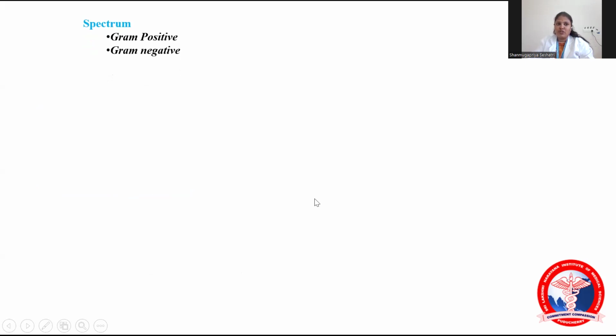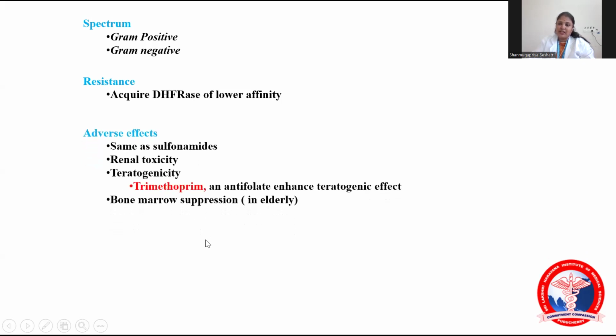Coming to the spectrum of cotrimoxazole, as I already told you, it affects both gram-positive and gram-negative infections. Resistance part: cotrimoxazole produces sequential blockade. Your sulfonamide inhibits dihydrofolic acid synthesis, whereas your trimethoprim inhibits dihydrofolic acid reductase. If the affinity is reduced for dihydrofolic acid reductase, in that case, the patient might develop resistance. The adverse effect profile is similar to sulfonamides, like crystalluria, renal toxicity, and this drug can also cause hypersensitivity reaction and Stevens-Johnson syndrome. This drug produces renal toxicity, hence it is contraindicated in patients who have renal failure. It can also cause teratogenic effect because it has an antifolate effect.